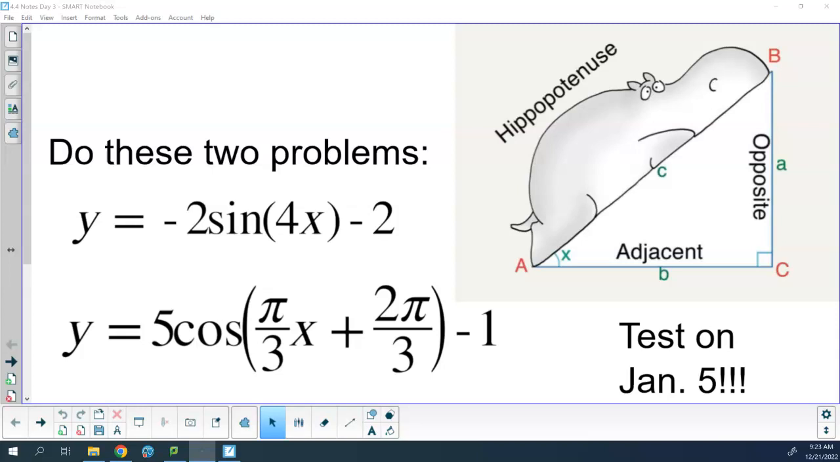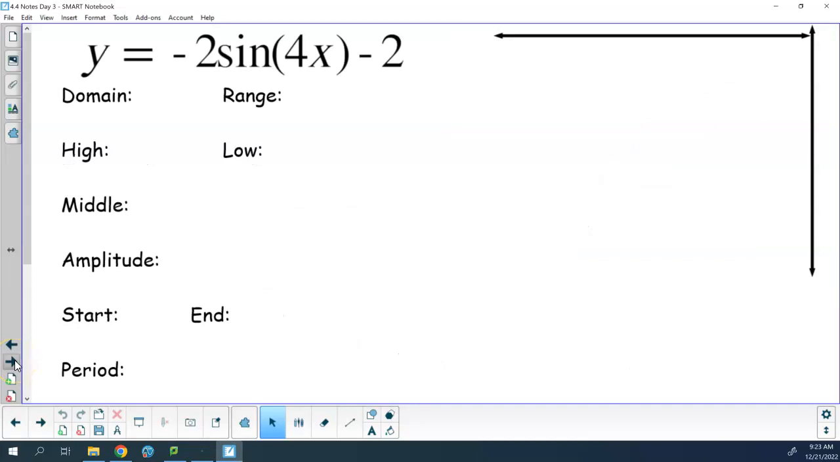Okay? So let's snag these problems one at a time. What I want you to do now is give me the graph of -2 sine of 4x, then -2. I'm going to let you work on it for like 4 minutes, then I'm going to start going through it. Ready, set, go.